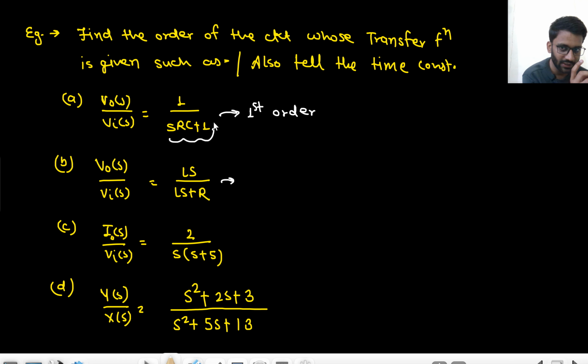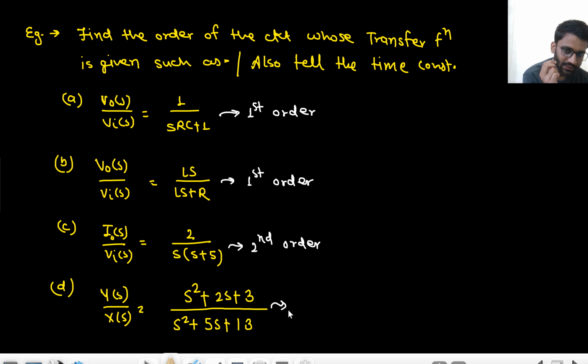While finding the order, you only need to look at the denominator. There is only one pole, that means first order. There is only one pole, that means it is first order. How many poles are there? Two poles. One is at 0, the other one is at minus 5. This is second order.